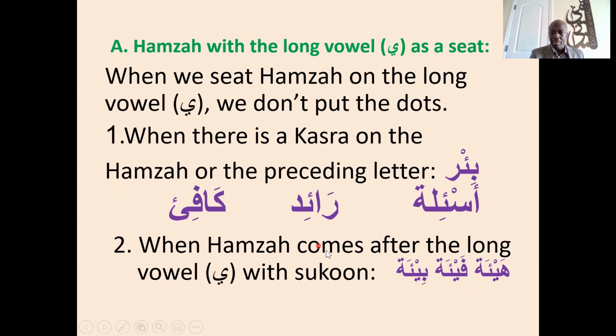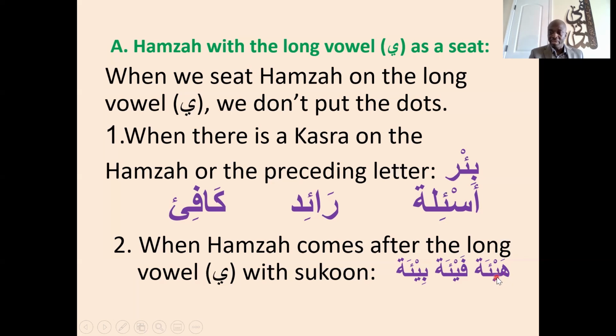When the hamza comes after the long vowel ya with the sukoon, we have to seat the hamza on the ya. We have to, because here is the long vowel ya and the ya has the sukoon. See the effect of the sukoon? So this is the only case where the sukoon dictates the seating instead of the kasra, because the kasra is the strongest, the sukoon is the weakest, but the weakest prevails here in this case.